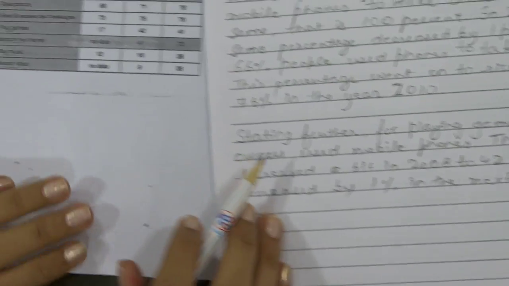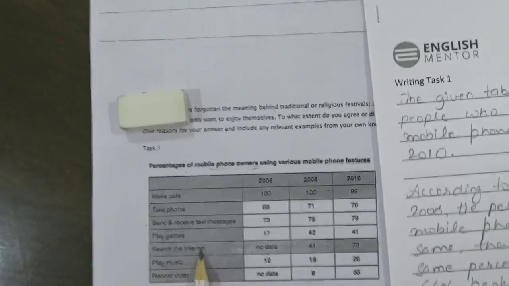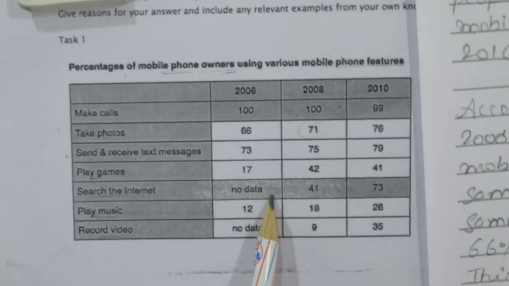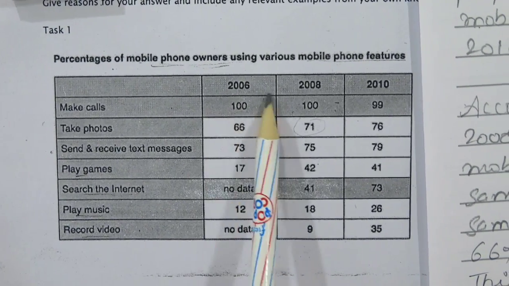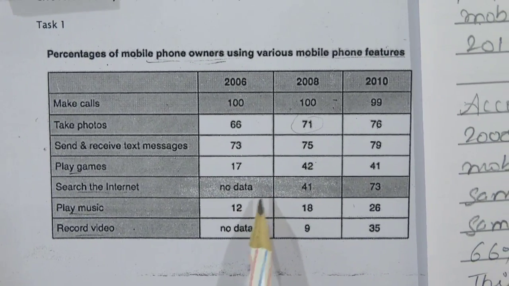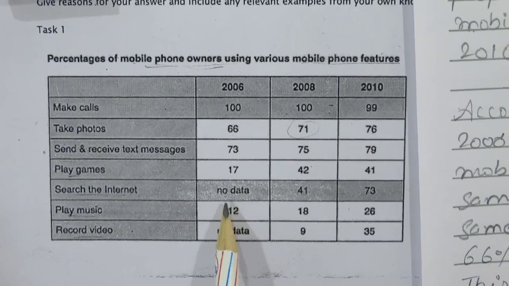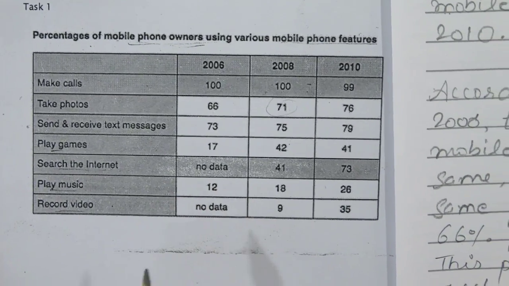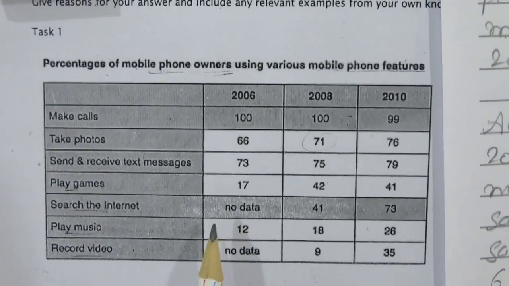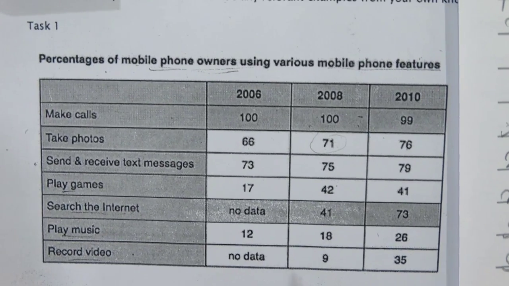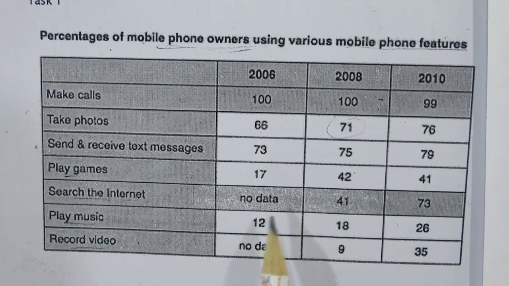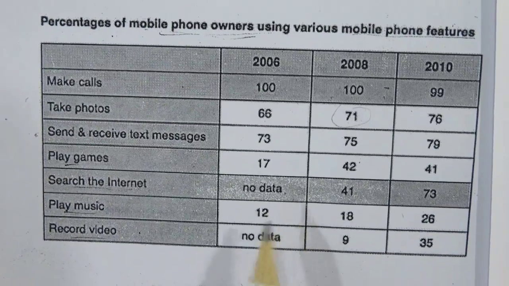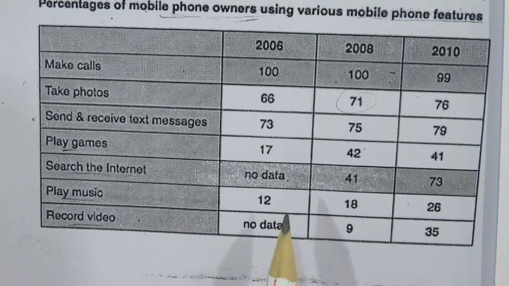Now, we may notice here that for searching the internet, there is no data provided in 2006. Any person knows that in 2006, no mobile phones were made that were used for surfing the internet. But we do not have to use our common sense here. We do not add any new data from our side, or give any reasons why the data is not provided. We only write what is given here.